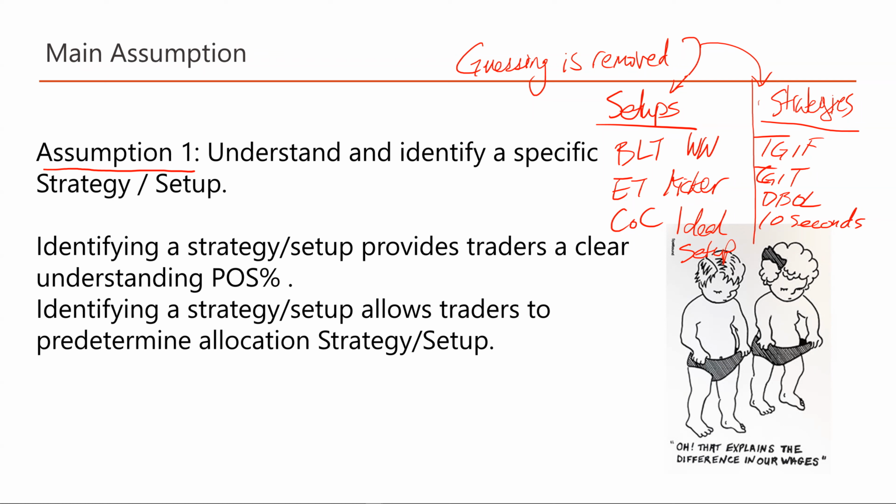So when you identify a strategy or setup, this provides the traders a clear understanding of your POS. And POS is not a piece of shit. It's a probability of success. Okay, so you need to know that concept, the probability of success. And most of the time when you get a BLT, the probability of success is not quite clear because we don't have histories to show what that type of setup would look like.